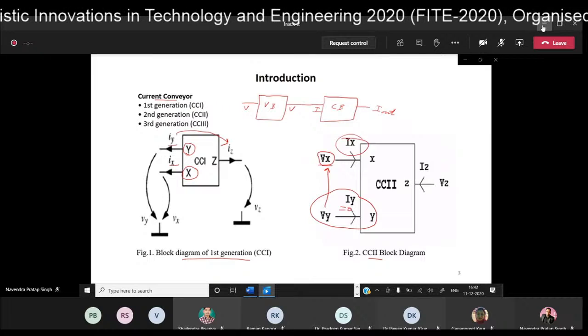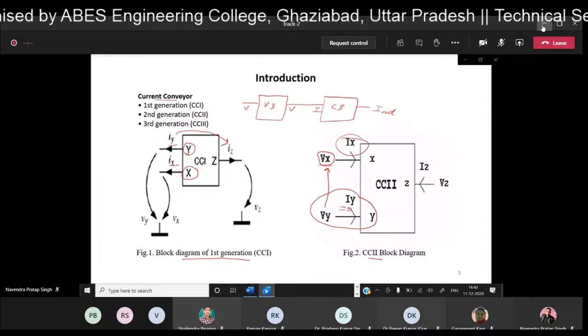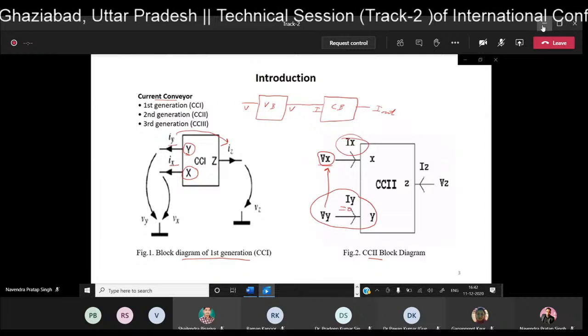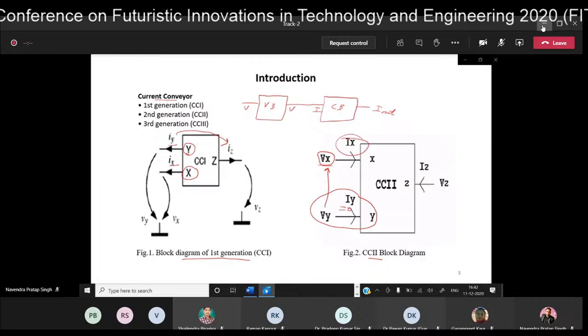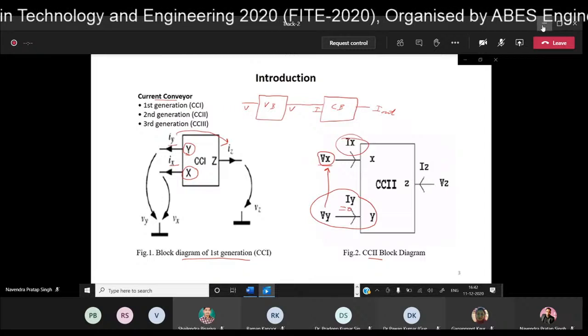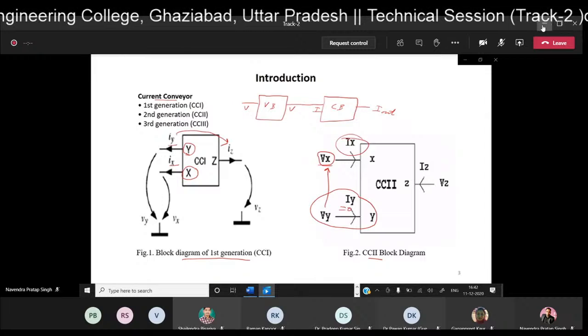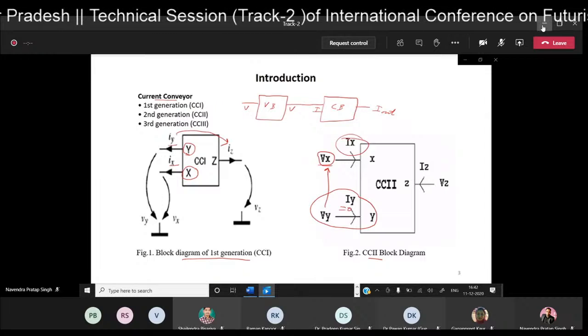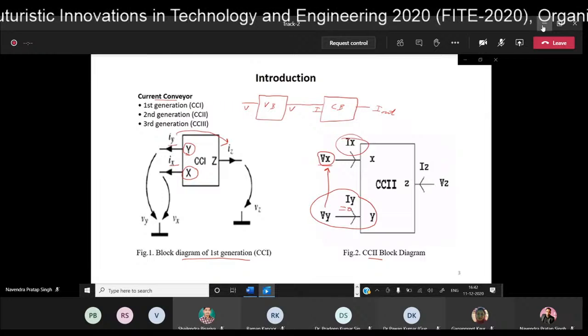So basically, the author has beautifully modified the structure of the basic current conveyor and implemented a multifunction filter, that means a universal filter, which is named TISO, that is 3 input single output. What he has done is that he has taken 3 input currents, I0, I1 and I2, right?